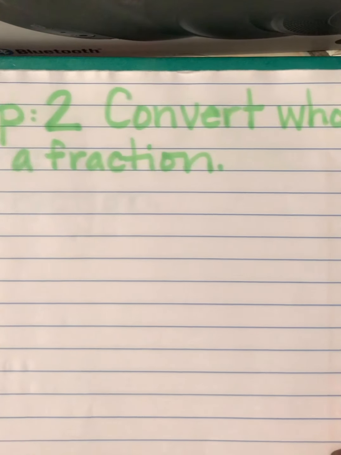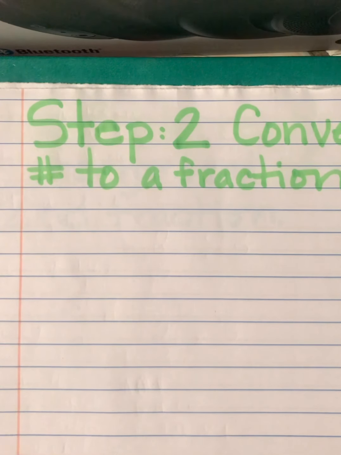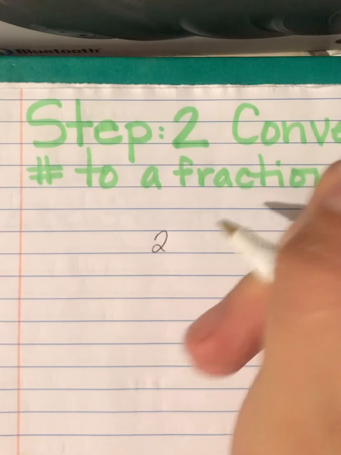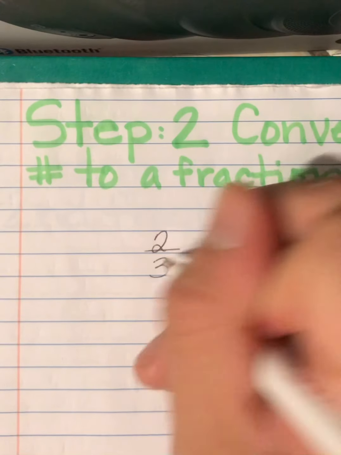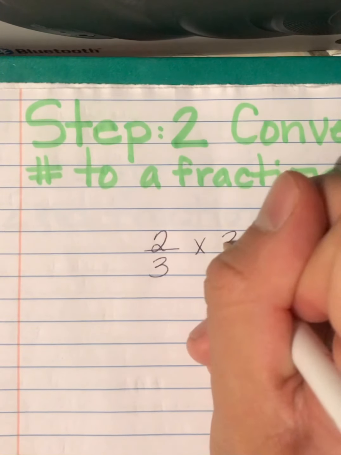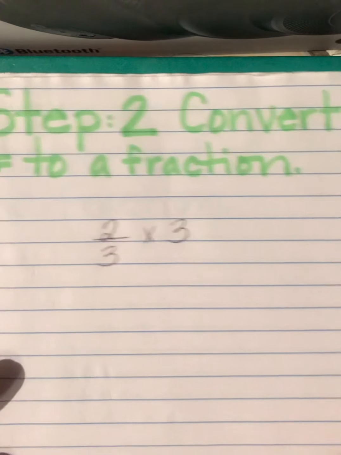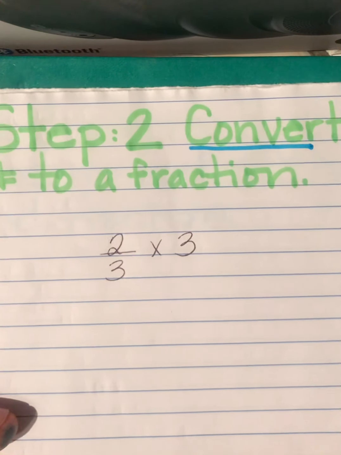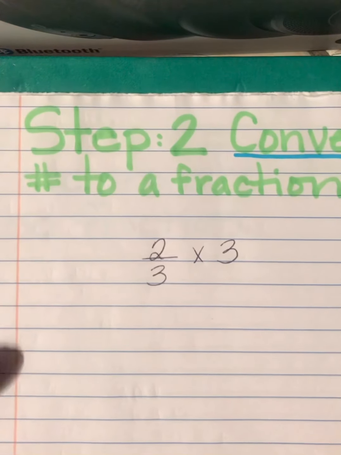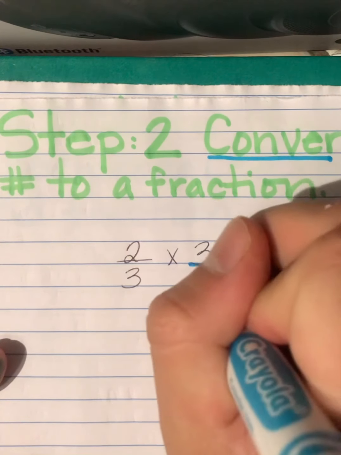Step 2. Step 2 is to convert the whole number to a fraction. So, in step 1, we were able to convert the division symbol into a multiplication symbol. So this is what we have from step 1. However, the instructions for step 2 tell us to convert the whole number into a fraction. And how do we convert a whole number into a fraction? Well, in 4th grade and in 5th grade, I also explained that you can convert a whole number into a fraction by adding 1 as a denominator.